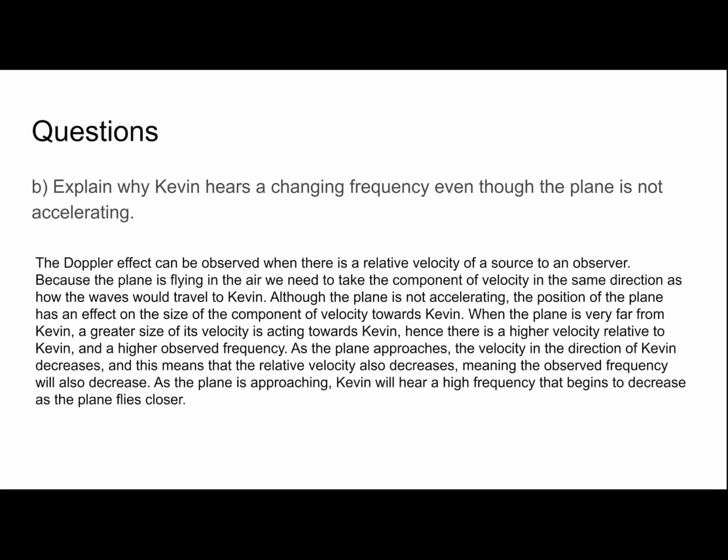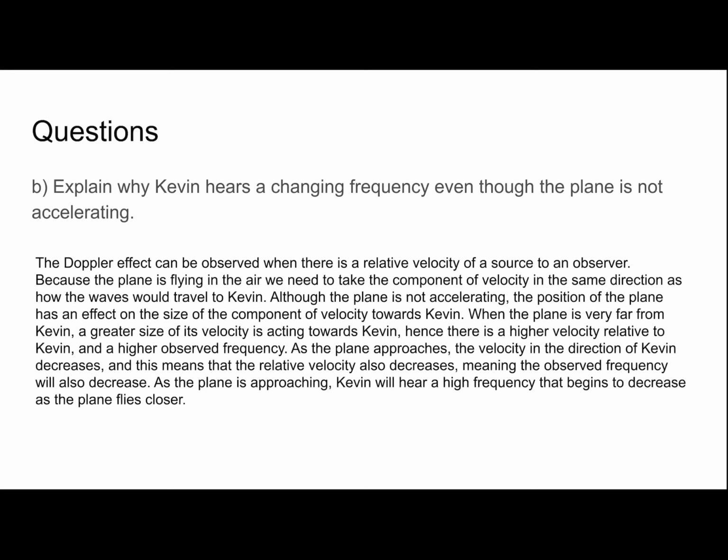So if you think about it, as the plane approaches, the angle is going to get bigger and bigger, and therefore this component is going to get smaller and smaller. When the plane is very far from Kevin, the angle between the horizontal and that component of velocity is very small, and because it's very small, the component acting towards Kevin and the horizontal component are very, very similar to each other, especially if it's very, very far away. Let's say it's like 2,000 meters away, then that angle is much smaller, and therefore the relative component would also be larger.